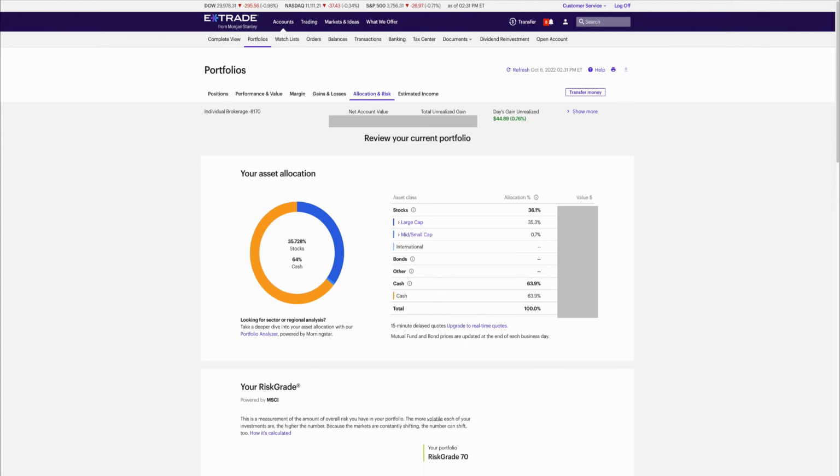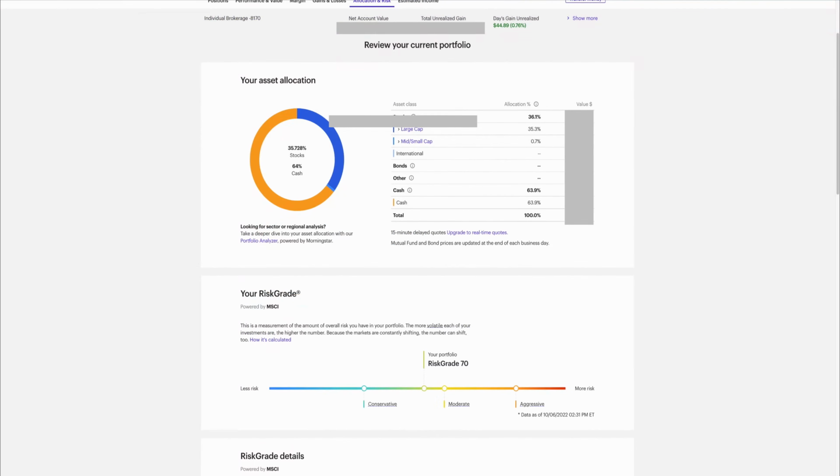Holding only 2 stocks and mainly cash, you can see that my portfolio in this account is not diversified. My risk rate is 70, which is between conservative and moderate. But again, this is because I have a very small amount of assets. The more assets you own, the more diversified your portfolio becomes, and this could lower your risk.